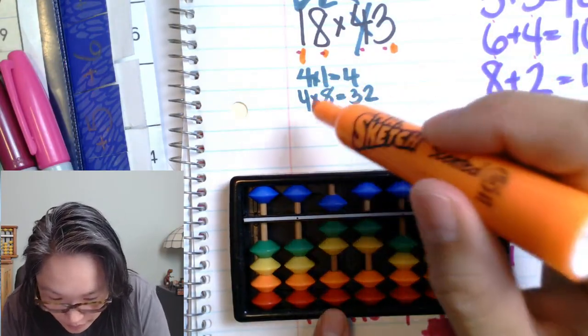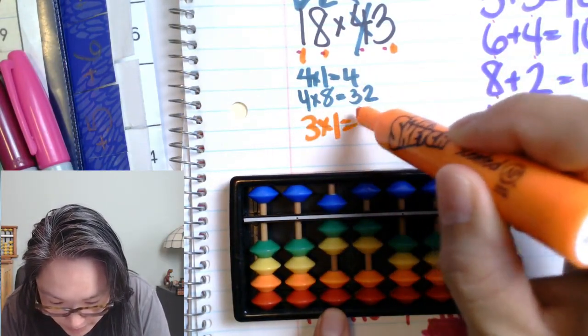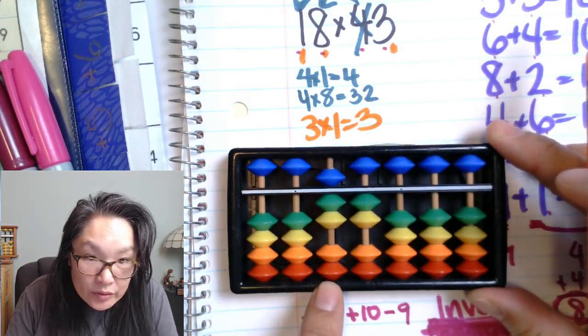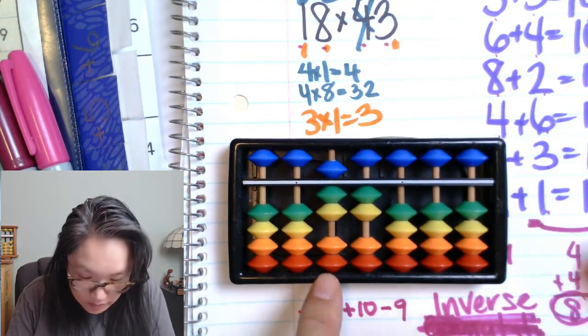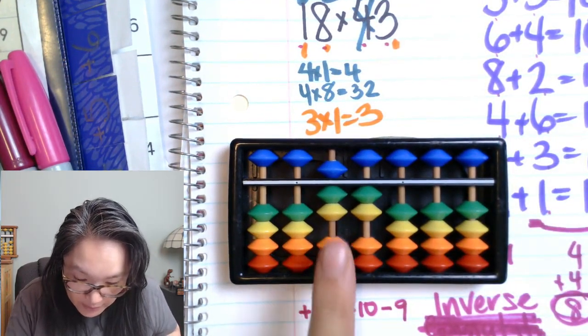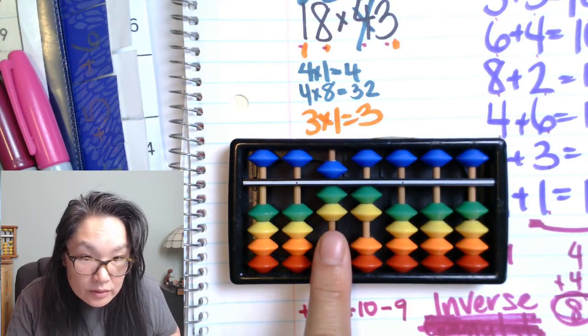So what do? 3 times 1 is equal to 3. What do we do? 3 is a single digit. What do we do? If I'm here, 3 is a single digit. What do I do?